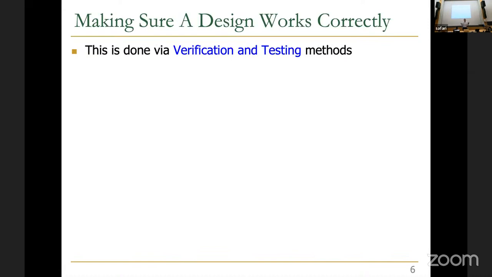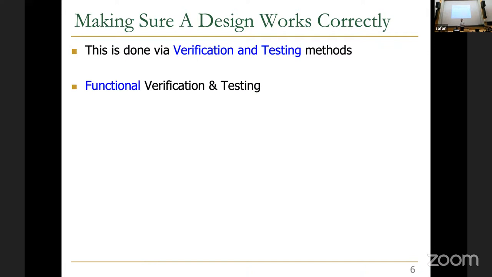Okay, so that's timing. I'm done with timing. Let's talk about verification and testing a little bit. You're going to do a lot of this in your labs, verification and testing, to make sure that your designs work, both functionally and timing wise. And this is done via verification and testing methods.